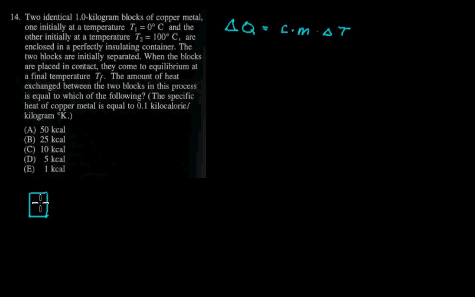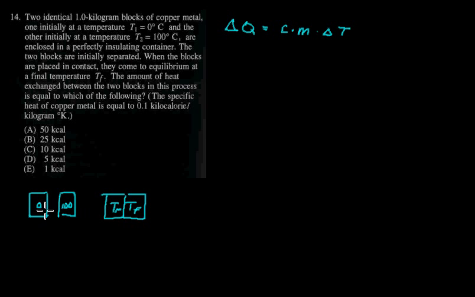They tell us we have two of these blocks, one at 0 degrees and one at 100 degrees. They're initially separate, and then they are pushed together and put inside an insulating container so that no heat goes anywhere else, but heat is exchanged between the two of them. And that's key. We need to know that this is at equilibrium. So when these are pushed together, we don't know how much time elapses, but we do know that both of these have reached an equilibrium there at some T sub F, some final temperature.